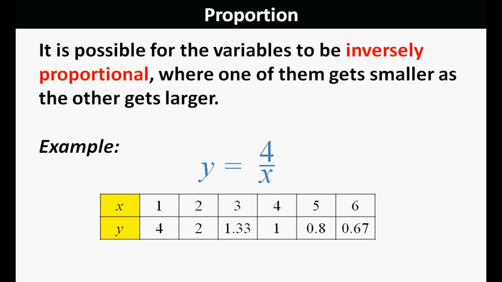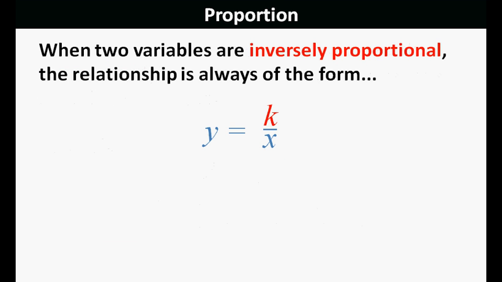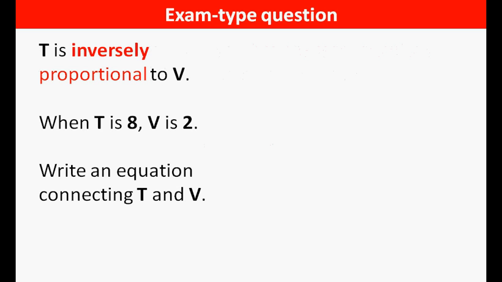So generally speaking, those kinds of relationships are y equals something divided by x, some number k divided by x. And here's an example of a question you could get on that. T is inversely proportional to v. When t is 8, v is 2. Write an equation connecting t and v.